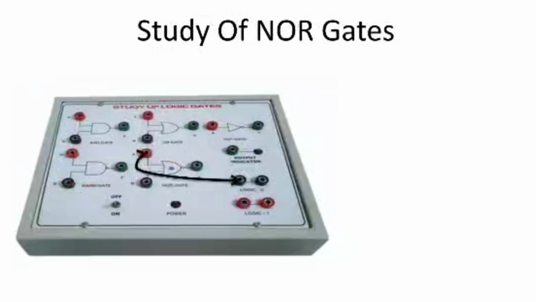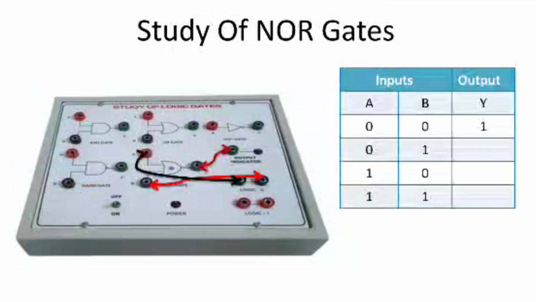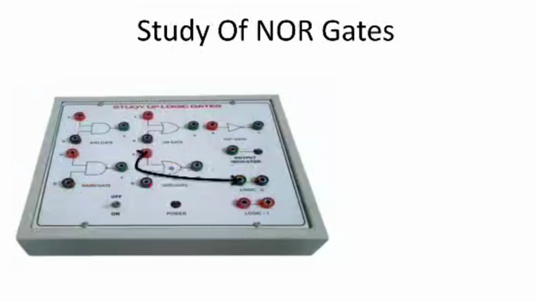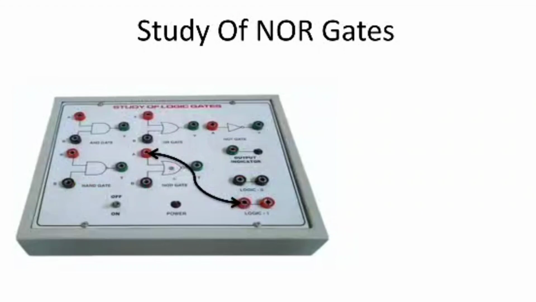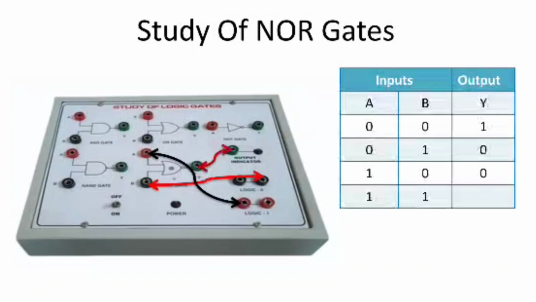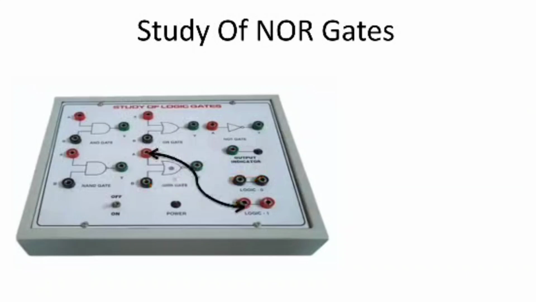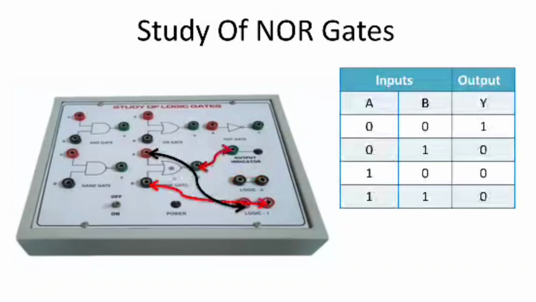In NOR gate, when OR and NOT combine together, we will get NOR. That means OR is opposite to NOR. When both inputs given to the NOR gate is low, output will be high. When A is 0 and B is 1, in that condition you will get output 0. When A is high and B is low, in that condition also you will get output 0. When both inputs are high, then you will get output 0.